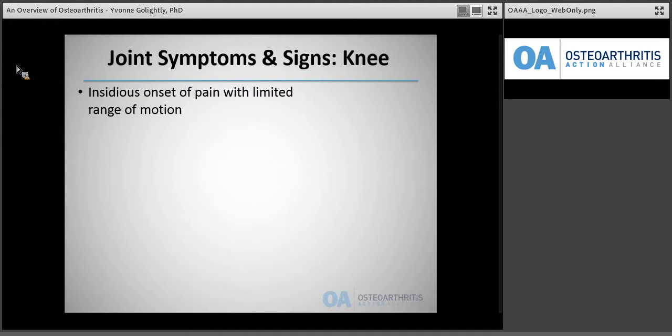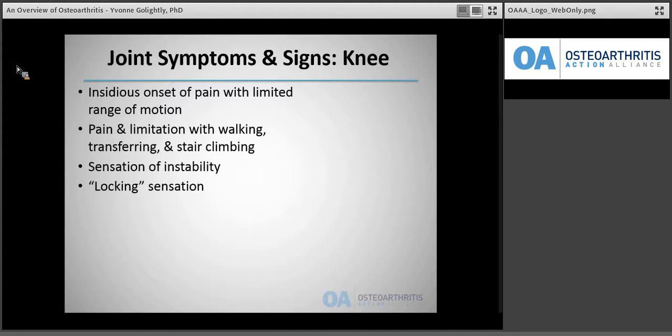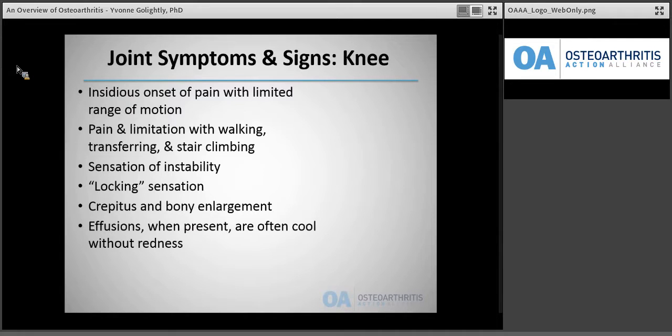And then for the knee, what we see is pain with limited range of motion, and this can affect daily functions such as walking, transferring, getting up and down from a chair, or going up and down stairs. The person can also feel unstable on that knee and have a locking sensation in the knee too. They can experience that grinding, bony enlargement, some swelling, although that swelling is often not warm to the touch. You don't notice a lot of redness with it.